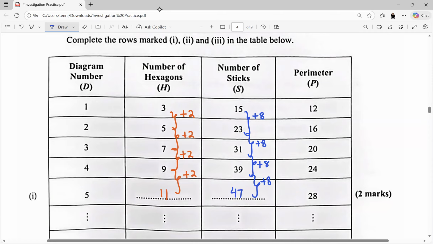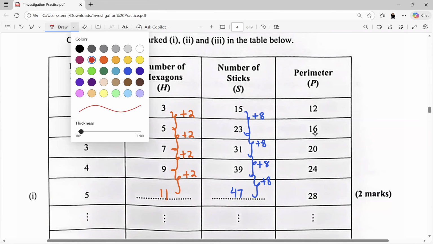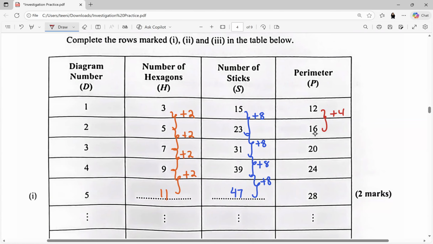All right. What about the perimeter, guys? What's the common difference with the perimeter? 4. Yep, it's 4. 12 plus 4 is 16. 16 plus 4 is 20. 20 plus 4 is 24. 24 plus 4 is 28.